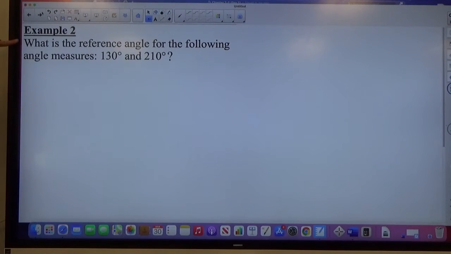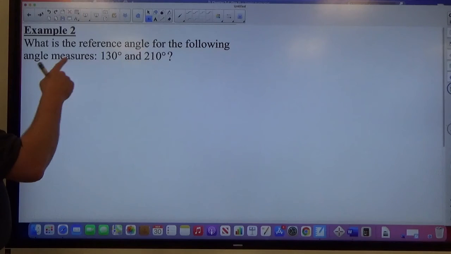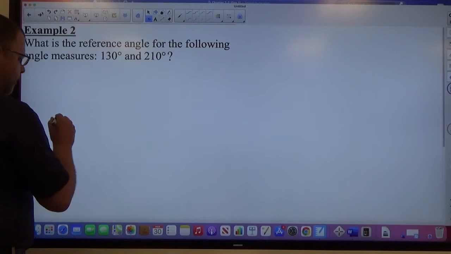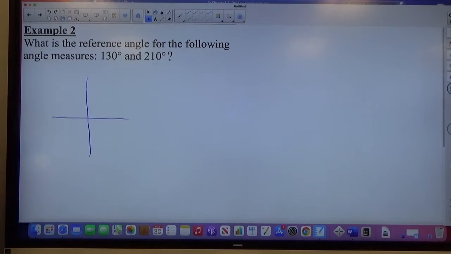It's asking what the reference angle is for the following angle measures, 130 degrees and 210 degrees. I'm going to do them separately, one here, one there. If I'm trying to find a reference angle for a given angle measure, first off, anytime they give me an angle measure, I'm going to assume, unless it's stated otherwise, that it's a standard position angle, with the initial side being the positive x-axis, going in a positive direction counterclockwise around the origin.